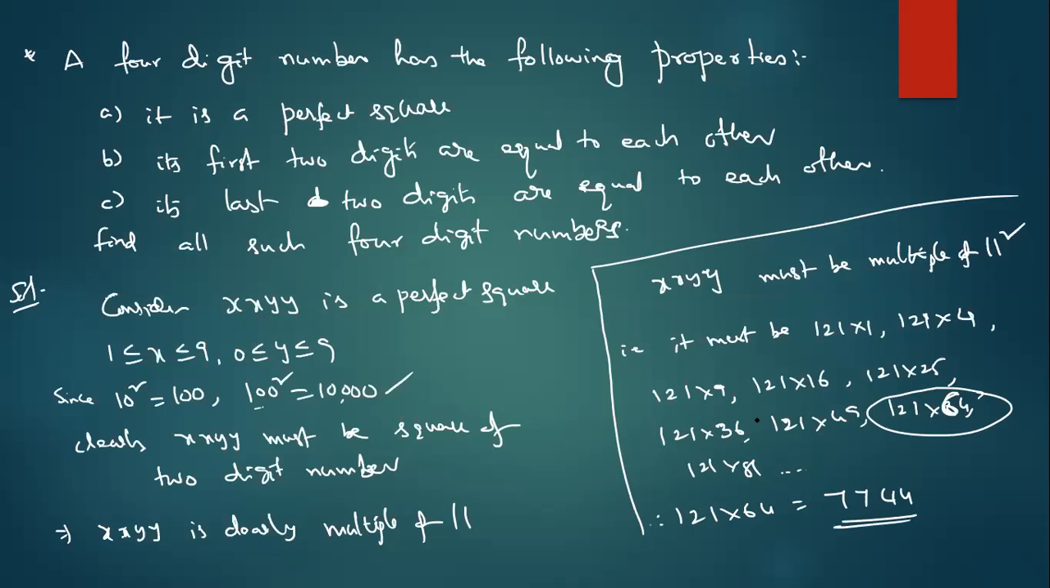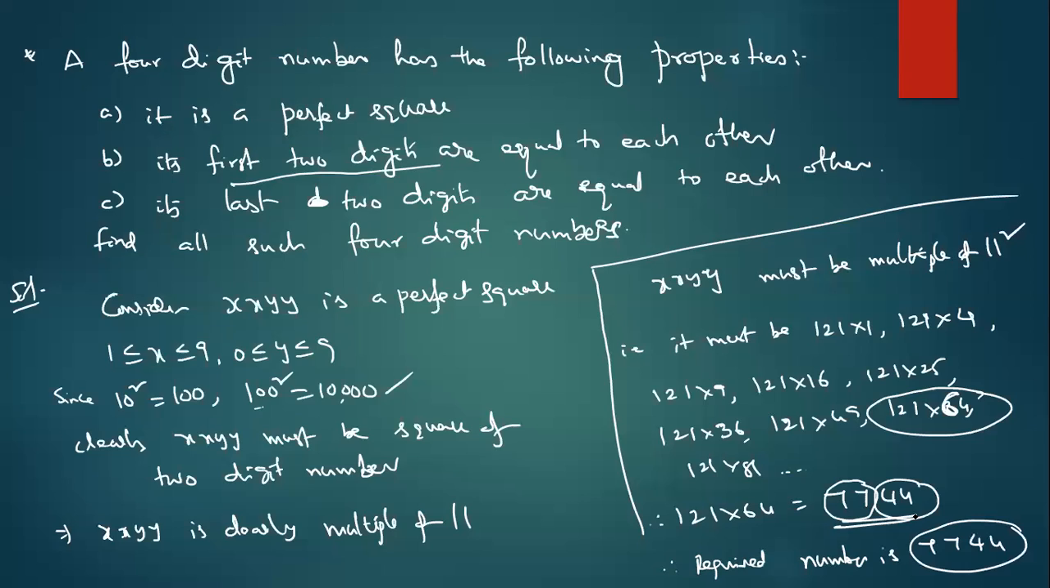The rest of the cases are not possible. What are the conditions? The first two digits must be equal, and the last two digits must be equal. And it is a perfect square: 11 squared into 64, that means 88 squared is the answer. So the required number is 7744. That is the answer.